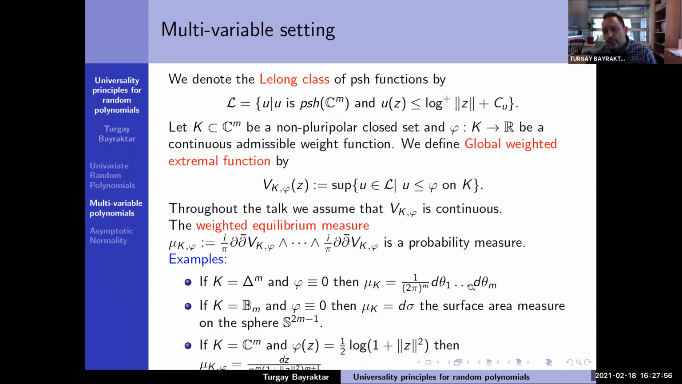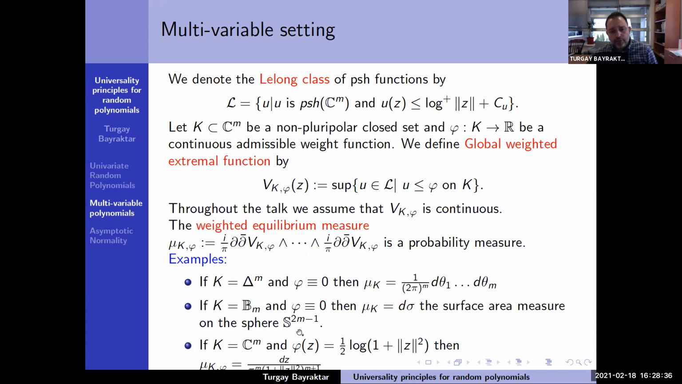Okay, so for example here, if you take K to be the torus and phi just the zero function, then you get the normalized product of the arc length measures in each argument. So this is the case when we work with the Kac ensemble. Or you can use the unit ball, so the sphere, so to speak, in place of this. Then for this case and phi equal to 0, this nu K turns out to be the surface area measure on the unit sphere. So even if you start with the ball, you end up with the surface area measure on the sphere.